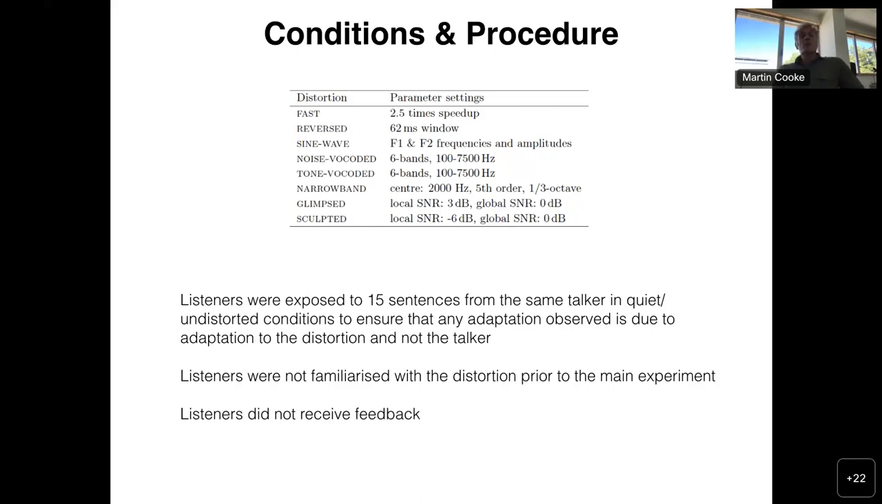One important thing that we wanted to avoid was confounding adaptation to the talker. So listeners were exposed to 15 sentences at the beginning of the test with the same talker, undistorted, in quiet. This is to ensure that any adaptation that we observed was due to the distortion and not to the talker. Now, critically, as it turns out, listeners were not familiarized with the distortion prior to the main experiment. So the first time a listener heard, say, sine wave speech would have been when they were sitting down in one of the booths over here. And that was the first stimulus in the main experiment, depending on the counterbalancing of the conditions, of course. Some listeners would hear noise vocoded first, etc. And listeners received no feedback at all. So there was essentially no training, if you like.